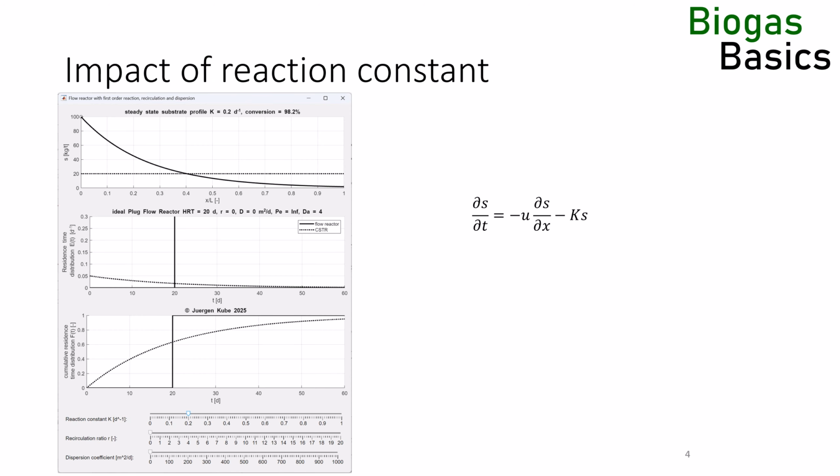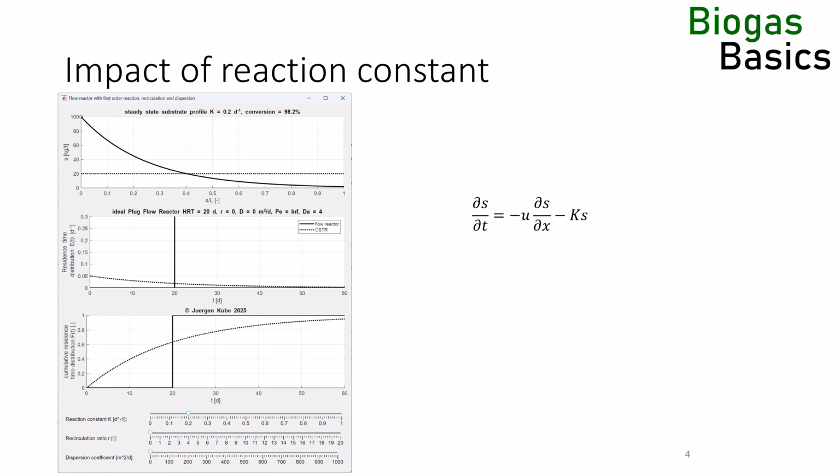I have written a short computer program to visualize the impact of various reaction parameters on the steady-state performance and residence time distribution functions of a flow reactor with a first-order reaction. The balance equation is shown on the right. The change of substrate concentration over time, ds/dt, depends on two terms, convection and reaction. The first term, minus u ds/dx, describes how substrate is transported through the reactor with the velocity u. The second term, minus ks, is conversion of substrate to biogas with a first-order reaction.